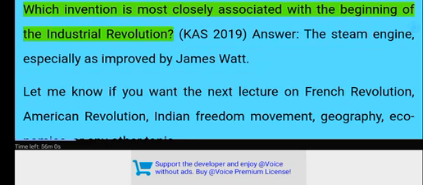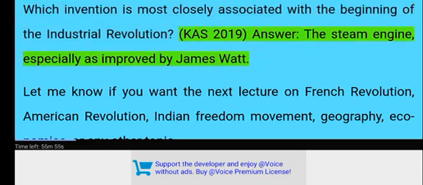Which invention is most closely associated with the beginning of the Industrial Revolution? CAS 2019. Answer: the steam engine, especially as improved by James Watt.